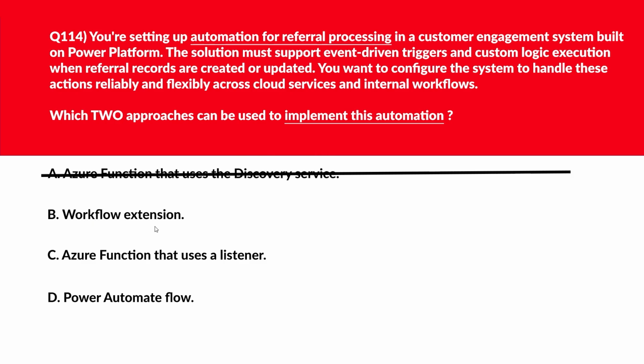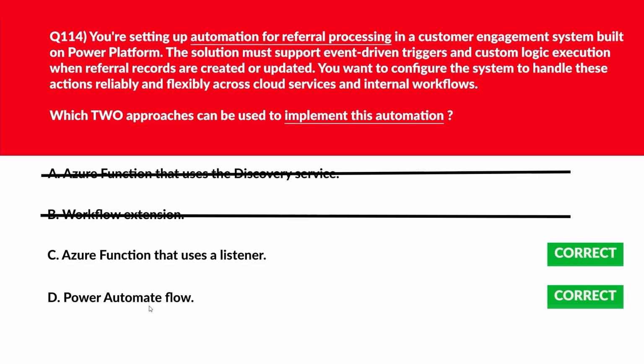B says workflow extension. Workflow extension is limited in flexibility and not perfect for modern event driven automation. We'll delete this. We'll move to now C. C says Azure function that uses a listener. Azure function with a listener enables scalable event based automation for referral triggers. Let's keep it. We'll move to D. D says Power Automate Flow. Power Automate Flow allows low code automation for referral actions across services. Another correct answer. We'll lock C and D as the right answers.